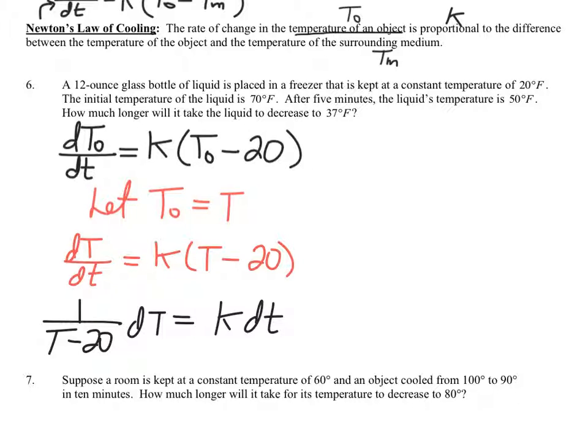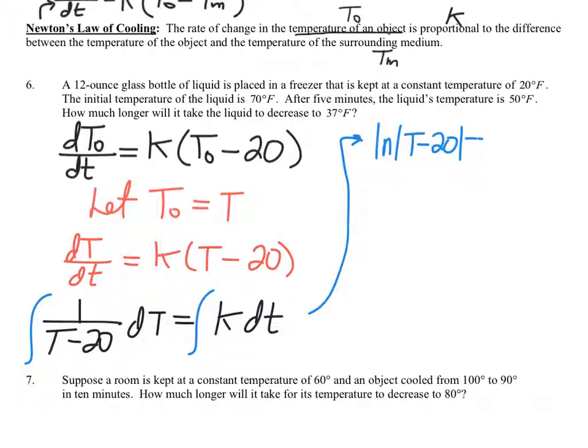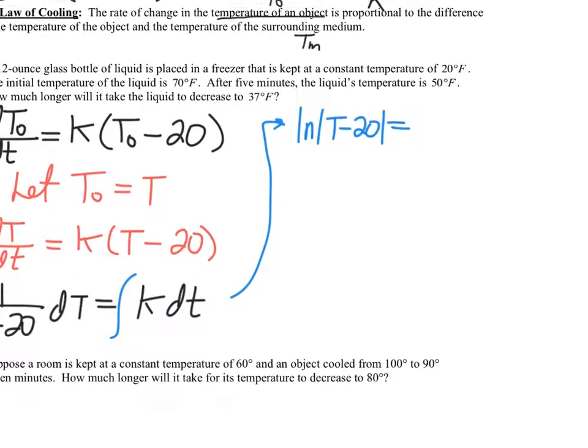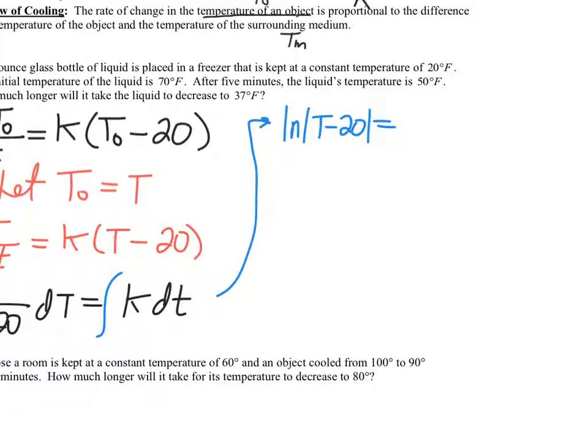All right, so just separating our variables. Integrate both sides. Left-hand side integrates to what? T minus 20. Right-hand side? KT plus C.